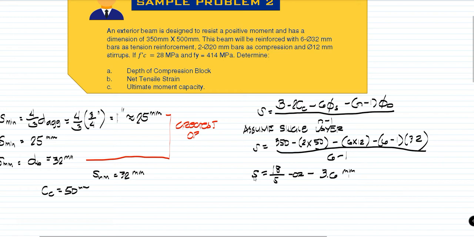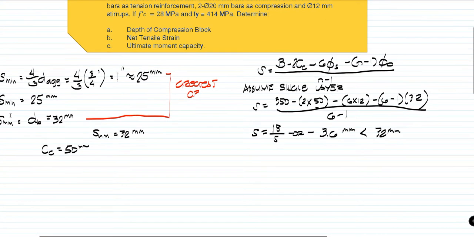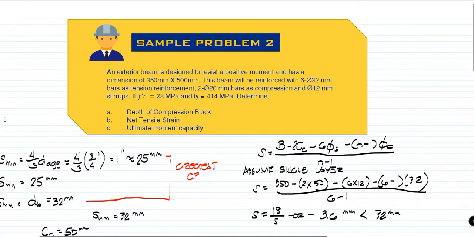So as you can see, this is far lesser than our minimum spacing, which is the diameter 32 or the 32 mm spacing. So therefore, hindi natin siya pwedeng pagkasyahin ng isang layer. We will have to use 2 layers of reinforcement, which is tig-tatlong diameter 32 per layer. So we have 2 layers of reinforcement for the tension side.